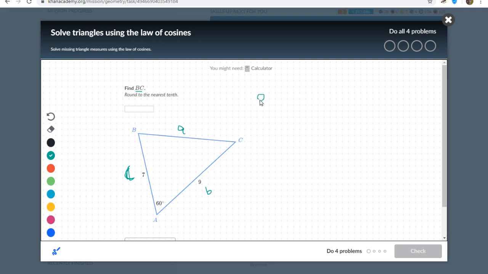So the equation for this is a squared equals b squared plus c squared minus 2 times b times c times the cosine of your angle. This may look a little confusing, but let's plug some numbers into it and it might make a little bit more sense.